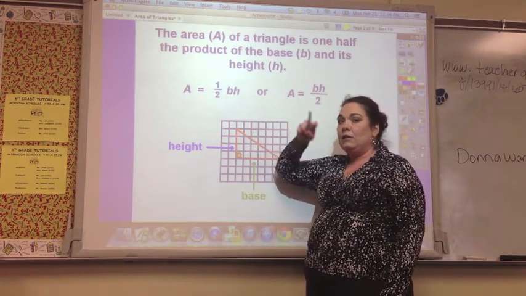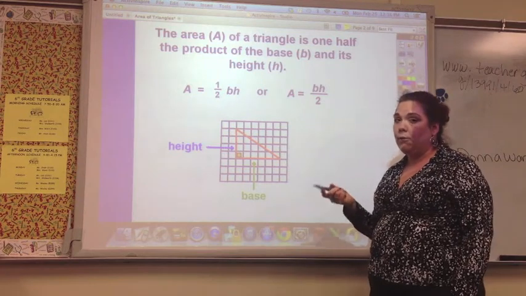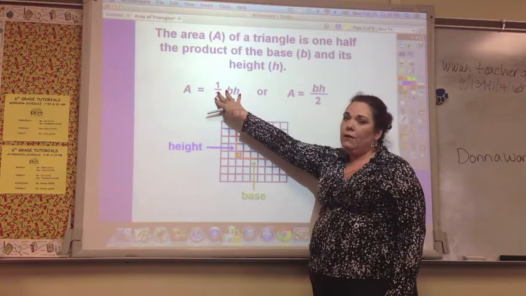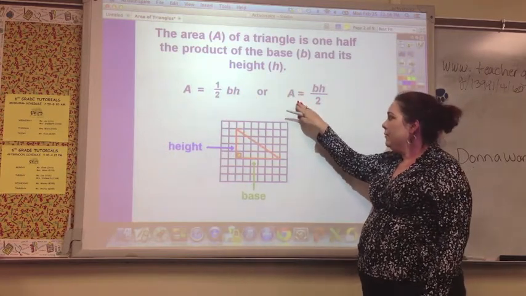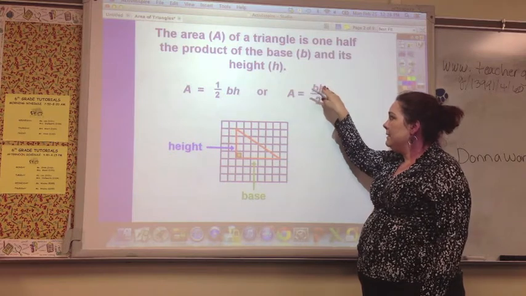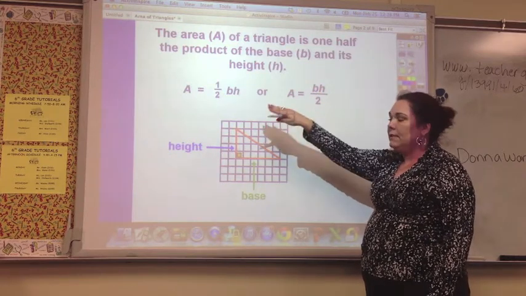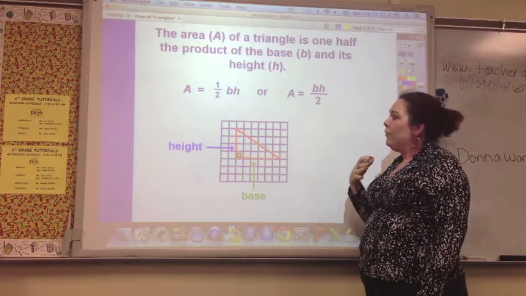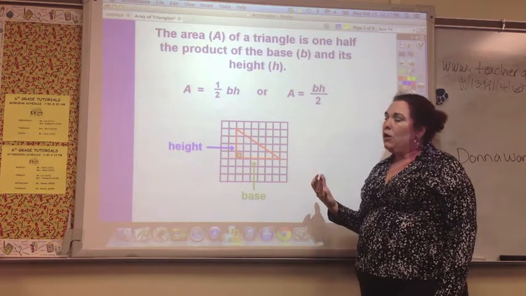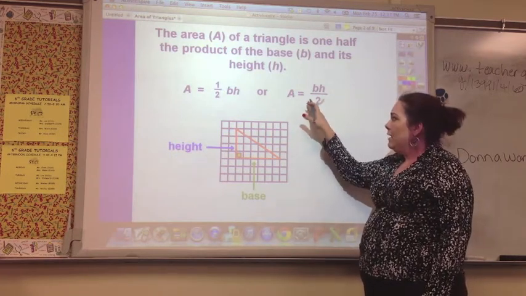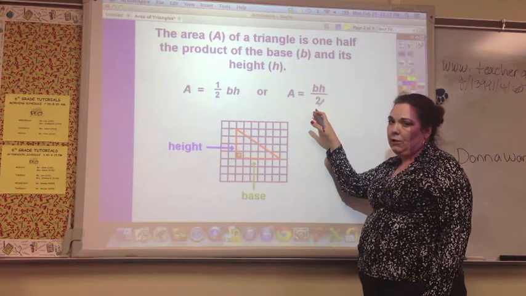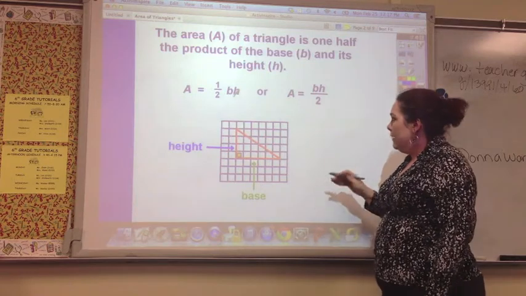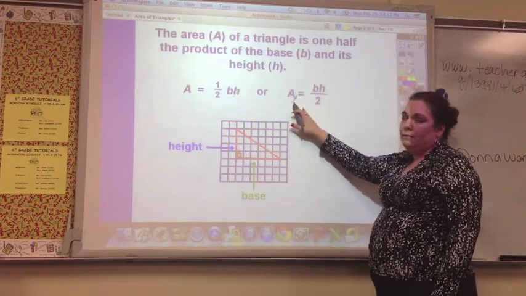Now the problem with that is you haven't learned how to multiply fractions yet. So the same formula can be rewritten: area equals base times height divided by 2. It means the same thing. Multiplying by 1/2 is the same as dividing by 2. So whenever you use the formula, you'll want to know that area equals base times height divided by 2, but that you might see it listed this way. But in using it, you'll want to use this one.